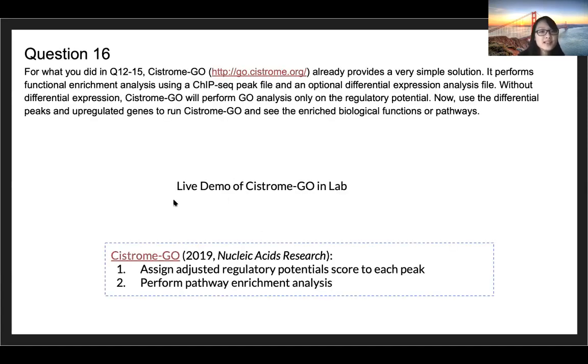And then for question 16, for what you did in 12 to 15, Shirley's lab has recently built a tool that can perform an integrated analysis and do all the things for you. It will first assign an adjusted RP score to each peak, and then perform pathway enrichment analysis. If you think about it, it's exactly what we did in the previous questions.